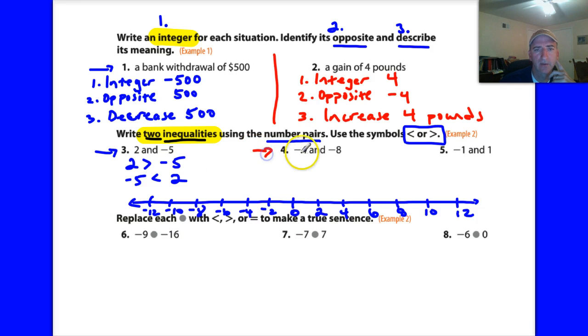Okay, well, let's take a look. Number 4 says you got negative 4 and negative 8. Now take a look at those. Negative 4 is here. Negative 8 is here. So which one is greater? Is negative 4 greater than negative 8, or is it less than? Well, notice negative 4 is on that side. So negative 4 is actually greater than. You see that? So the alligator's eating the negative 4 because negative 4 sits to the right of it.